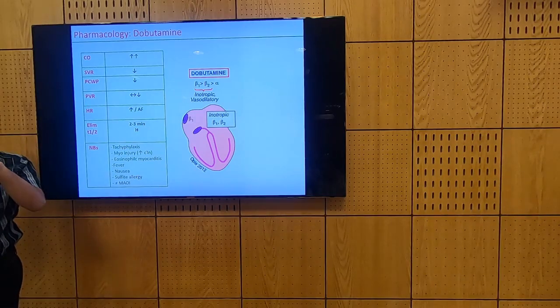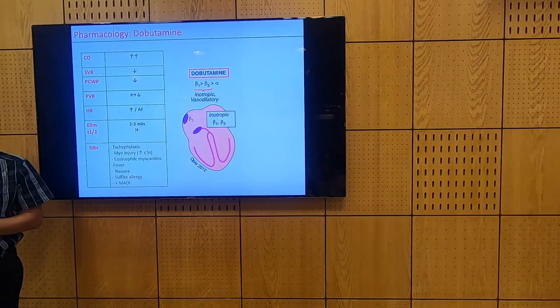It manifests by hemodynamic deterioration, fever, and skin rash.